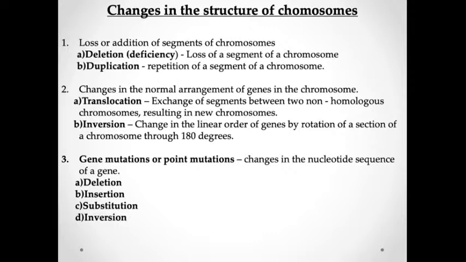Duplication, repetition of a segment of a chromosome. Then there's translocation and inversion. In translocation, there is exchange of segments between two non-homologous chromosomes resulting in a new chromosome. Inversion is a change in the linear order of genes by rotation of a section of the chromosome through 180 degrees. And there could be point mutations, which could be deletion, insertion, substitution, and inversions.